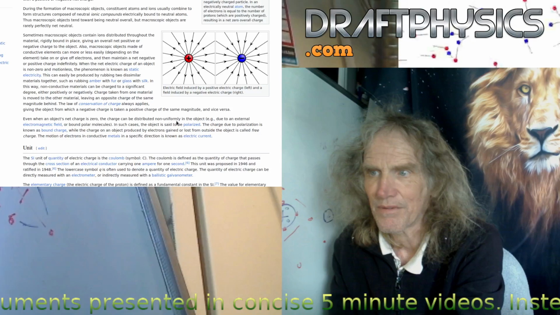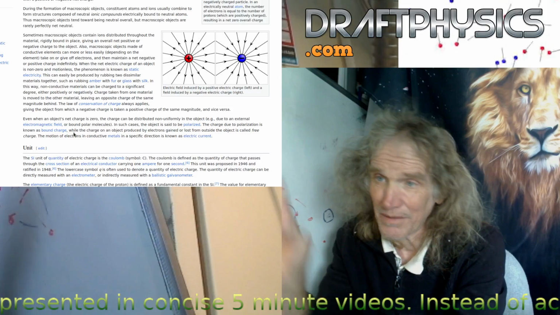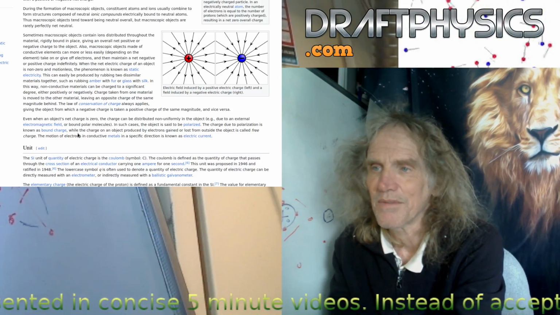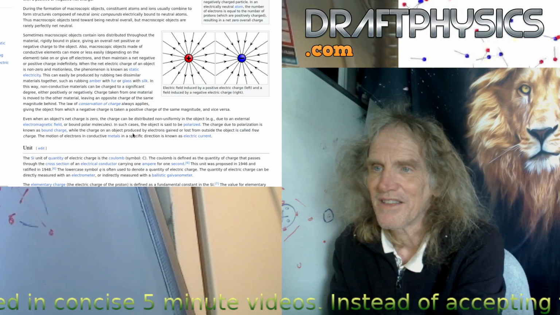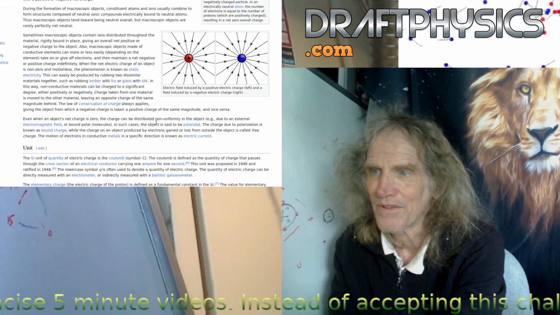The charge due to polarization is known as the bound charge. Well, whatever. That's just useless drivel. While the charge on the object produced by electrons gained or lost outside the object is called free charge.